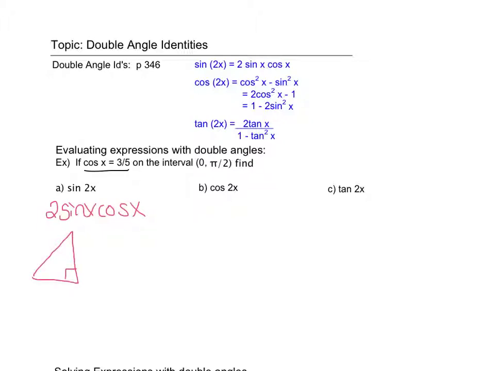So here's my right triangle. Let's say this is my x, and cosine is my adjacent over my hypotenuse. I can now use the Pythagorean theorem, except I recognize that this is just a 3, 4, 5 triangle, so I'm just going to go ahead and fill in the 4. Now I know that sine of x can be replaced with 4 over 5, so I get 2 times 4 over 5 times cosine of x, which can be replaced with 3 over 5. Multiplying straight across, 2 times 4 is 8, times 3 is 24 over 25.